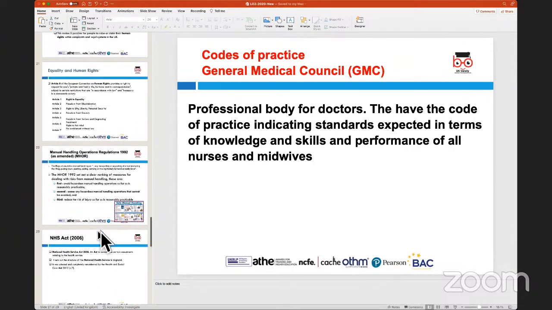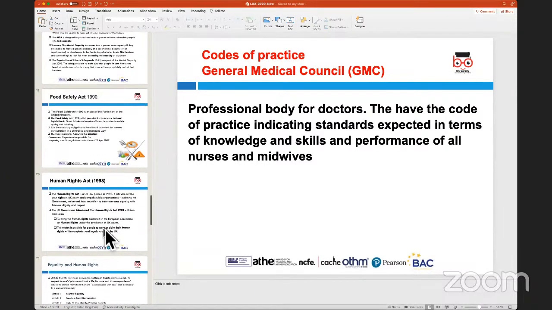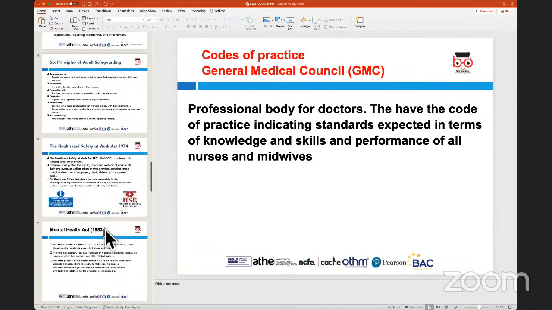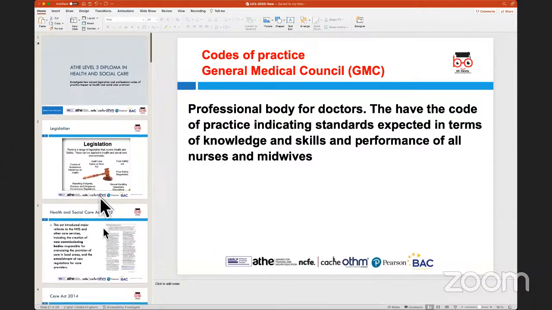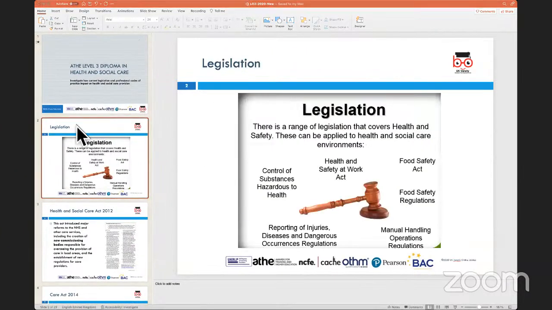So this presentation, or the discussion today, helps you understand in a bit of detail the important pieces of legislation which are required to be followed within the health and social care sector, and what kind of impact they have on the codes of practice and on the delivery of these services to members of the public.